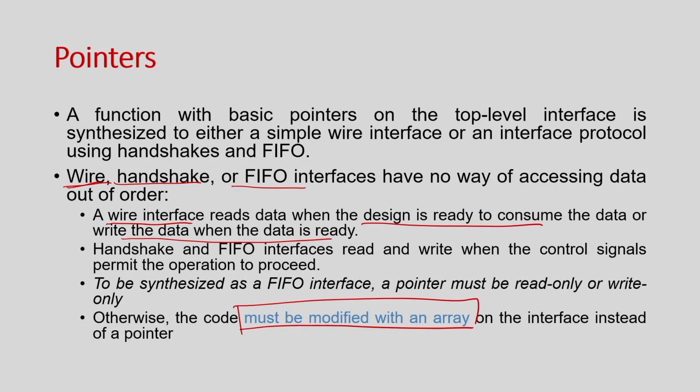So the point is that if you use a pointer as the argument, it must be implemented by wire, handshake or FIFO mode. If it is not, you should implement it using an array instead of a pointer, so that this can be realized as an external RAM during high level synthesis. Okay. So that is all about the pointer.